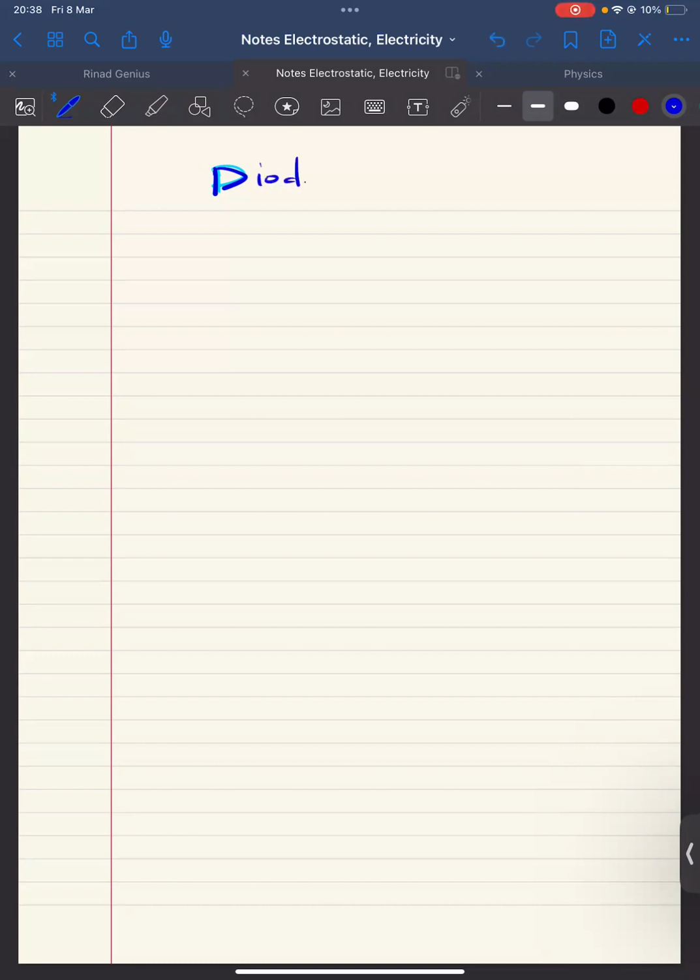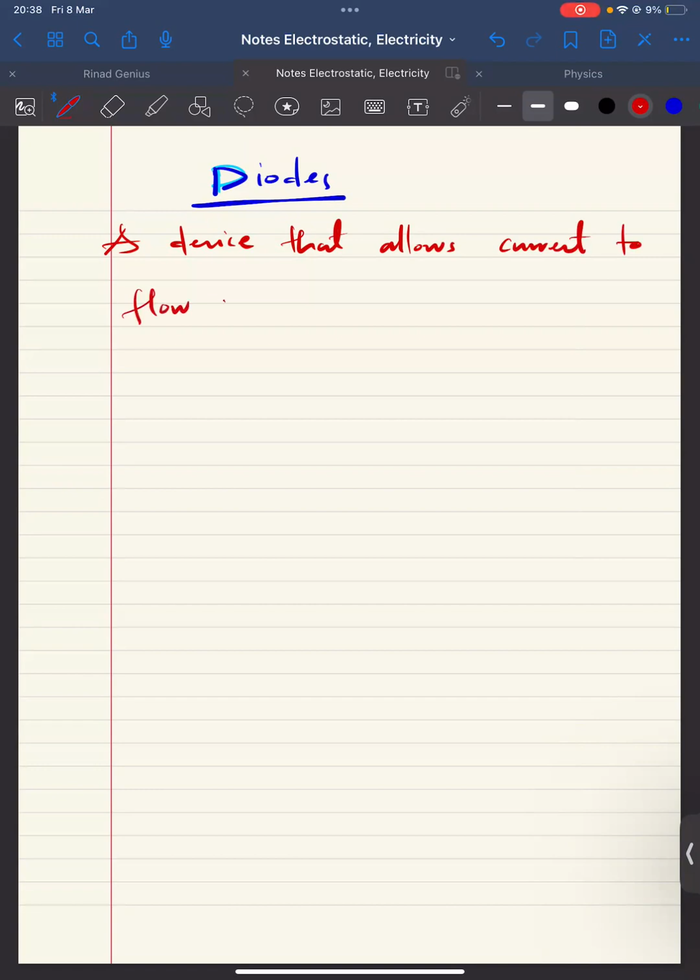A diode. What's a diode? Yeah, it's a device that only allows current to go in one direction. A rectifier.